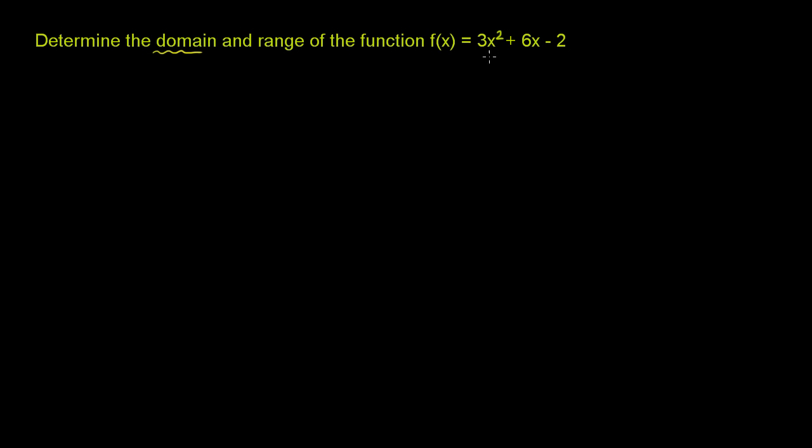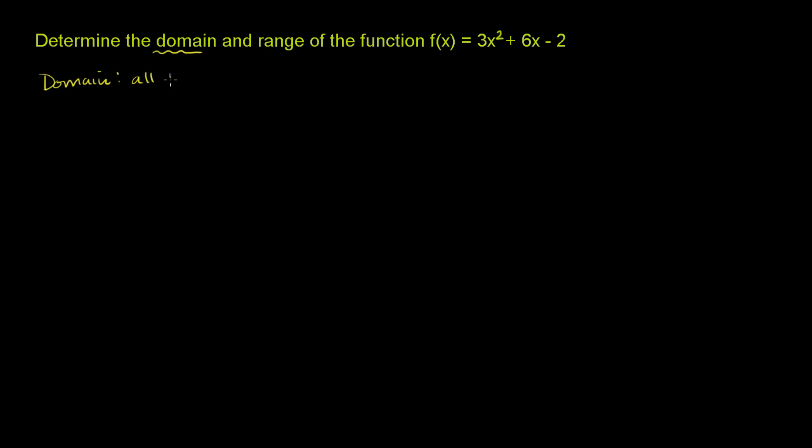And I can take any real number, square it, multiply it by 3, then add 6 times that real number, and then subtract 2 from it. So essentially any number, if we're talking about reals. So the domain, the set of valid inputs, the set of inputs over which this function is defined, is all real numbers. So the domain here is all real numbers.